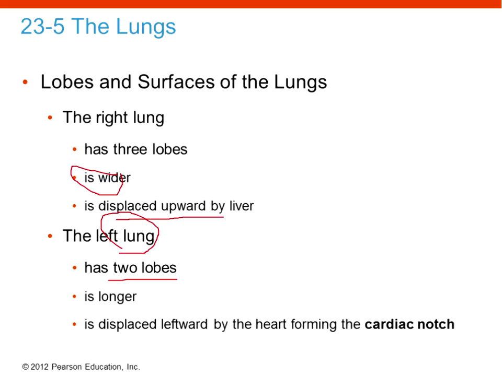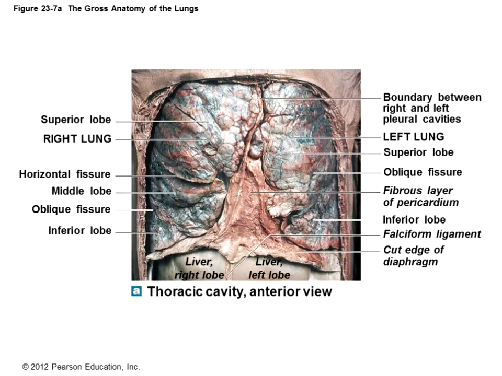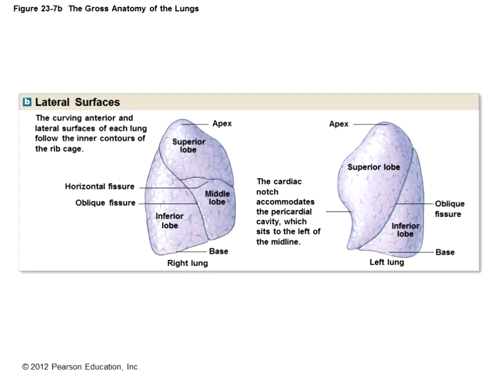The left lung only has 2 lobes, right? A little bit longer, and it has what's called a cardiac notch. So it's just displaced slightly to the left to allow the heart to fit in that location. Okay? So they're not exactly the same. At first glance, they look just like a left and right lung, but there actually are differences. Okay? So here you can see an actual shot, anterior view of the lungs. Here are the illustrations of the lungs.